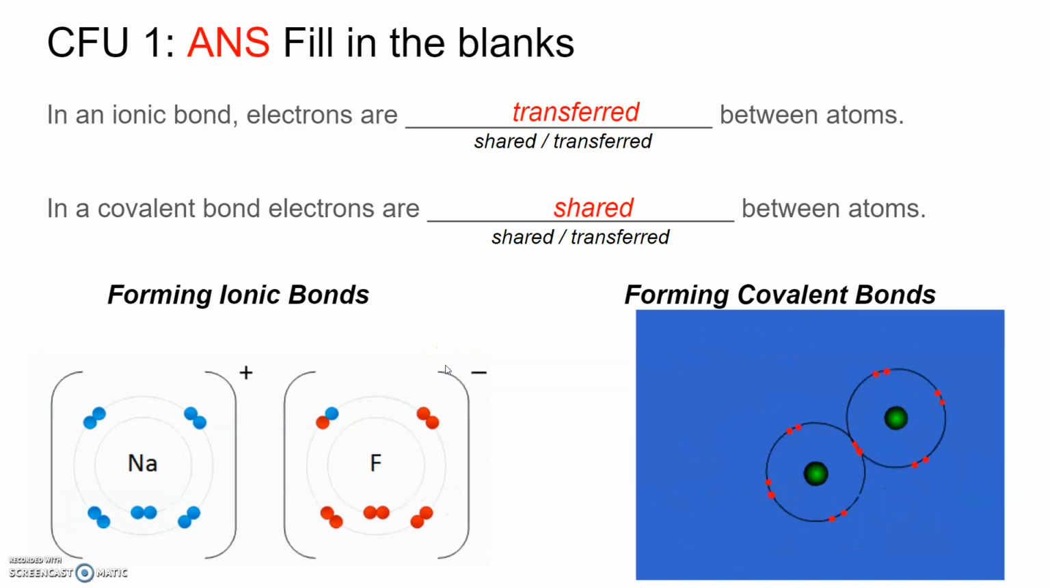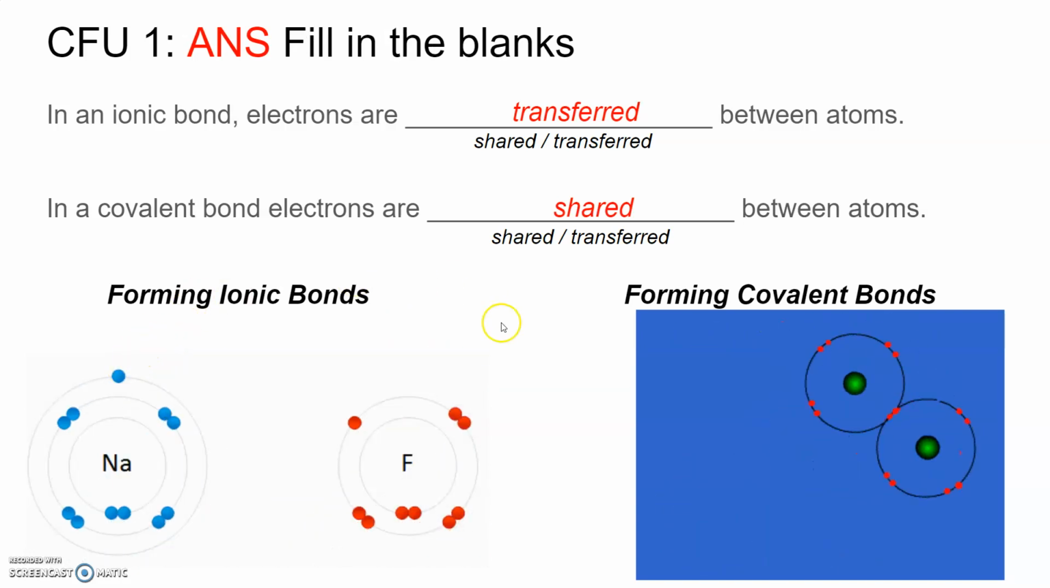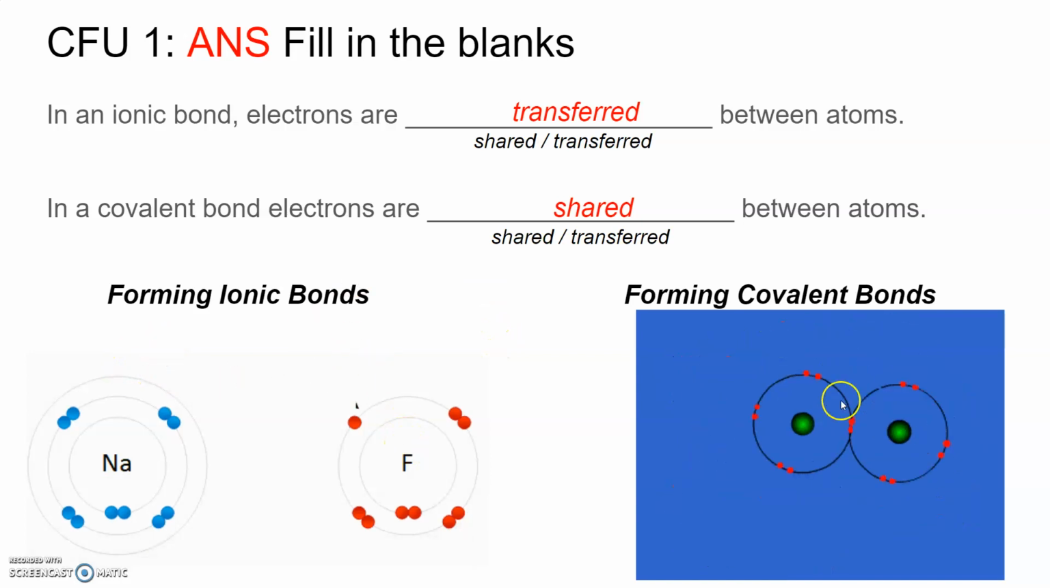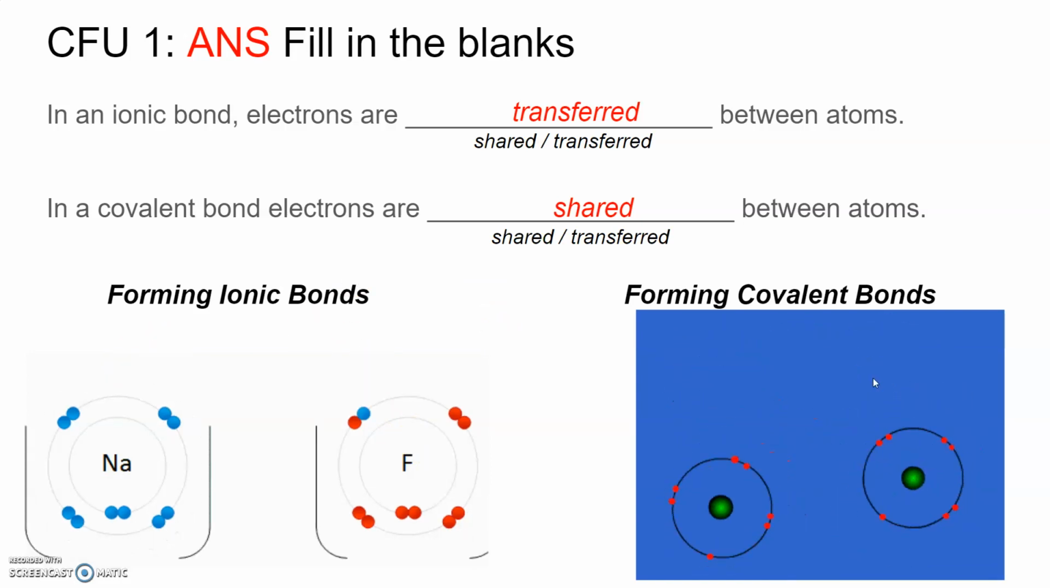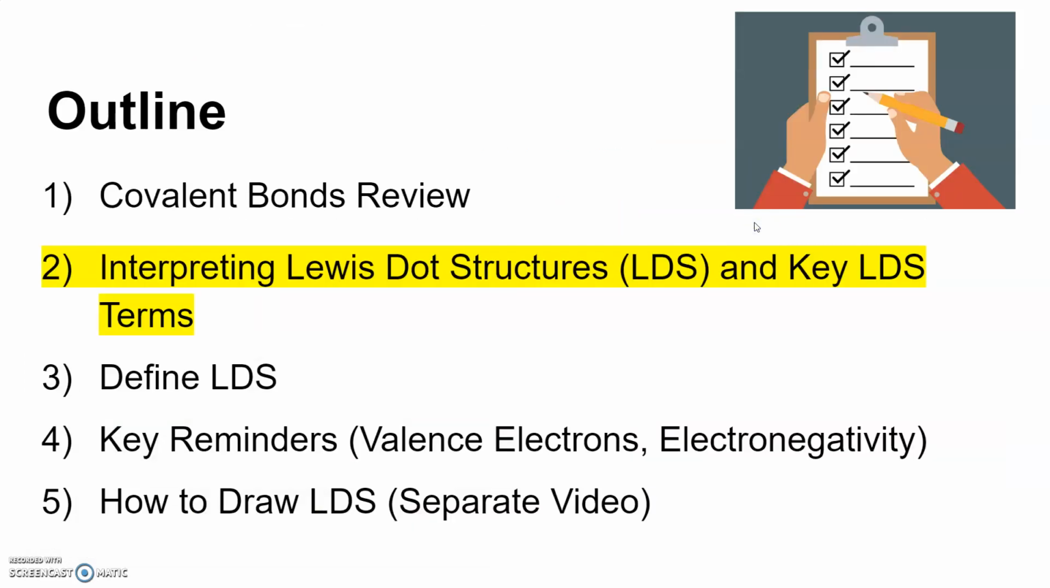Great, so in ionic bonds, as you can see in this GIF here, the electrons are transferred from the metal to the nonmetal, but in a covalent bond it's shared. And that's the key difference between ionic and covalent bonds. All right, now we're going to go into interpreting Lewis dot structures and some key Lewis dot structure (LDS) terms.